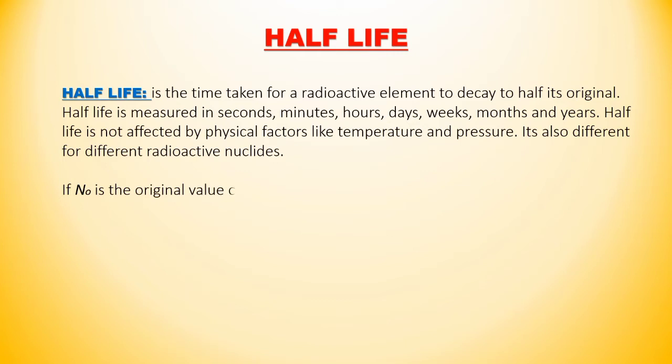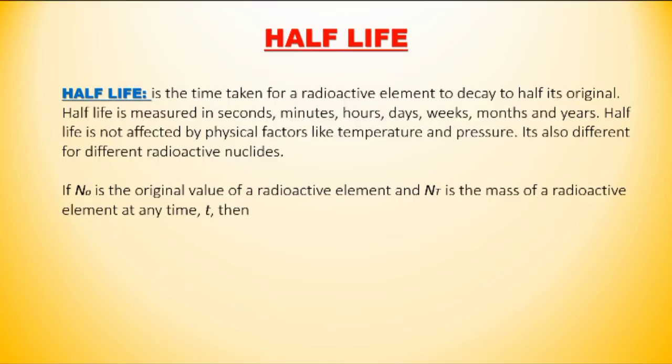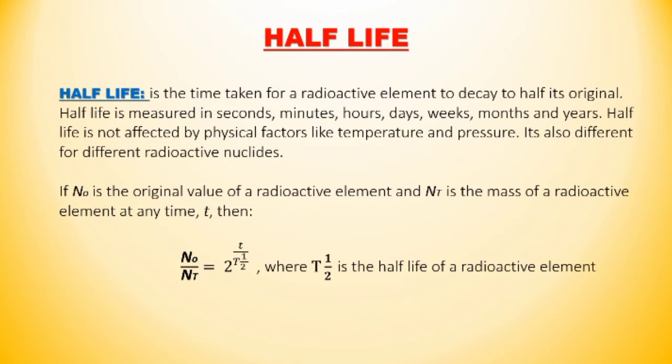Now, if N0 is the original value of a radioactive element and Nt is the mass of the radioactive element at any time t, then this is the formula that we use. N0 over Nt is equal to 2 to the power of t divided by T half. T half is the half-life of the radioactive element.